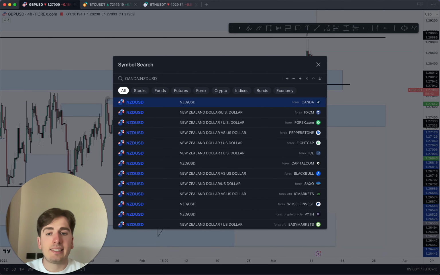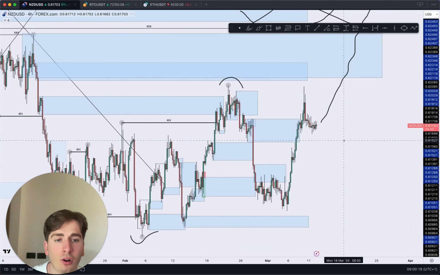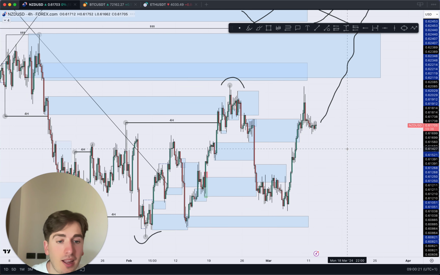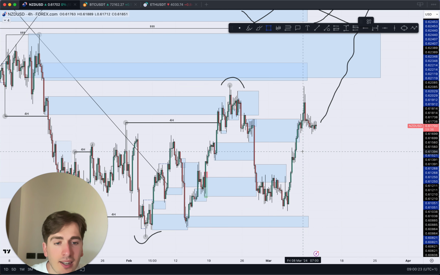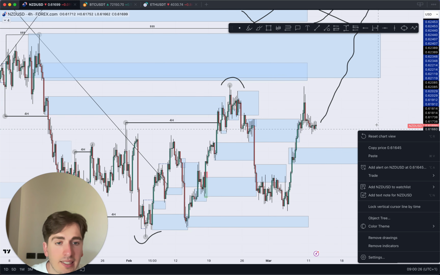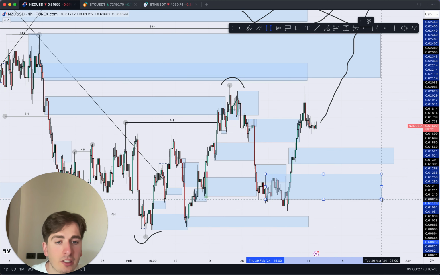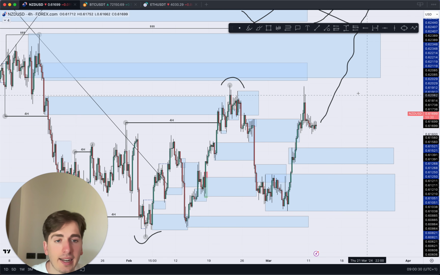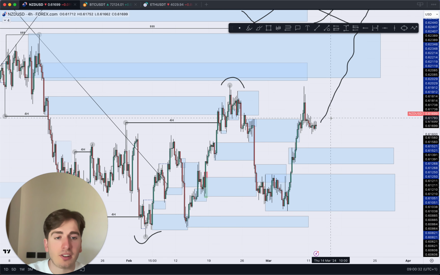Moving in towards NZDUSD. What are we looking for over here? Well, obviously it hasn't been moving at all, pretty much. Looking for longs from this area of demand over here, or from this larger area of demand over here. Those are pretty much favorable for myself.